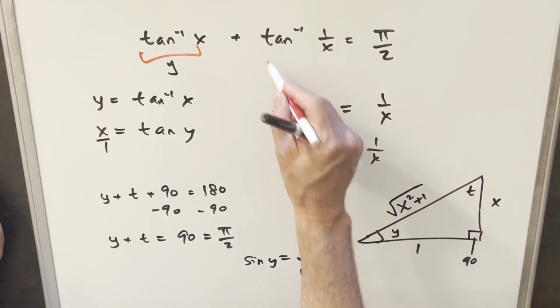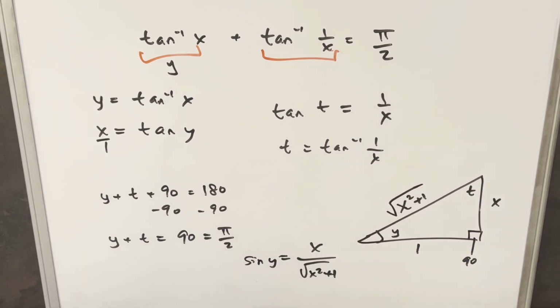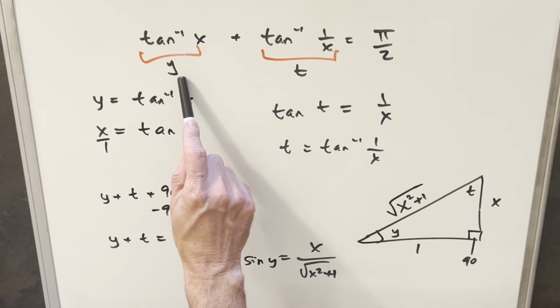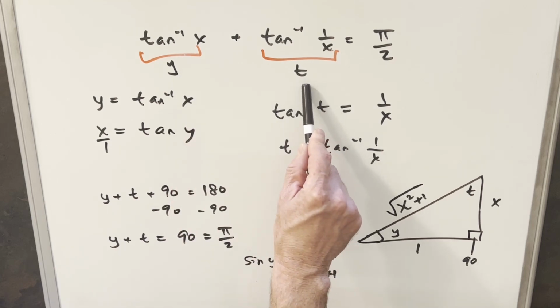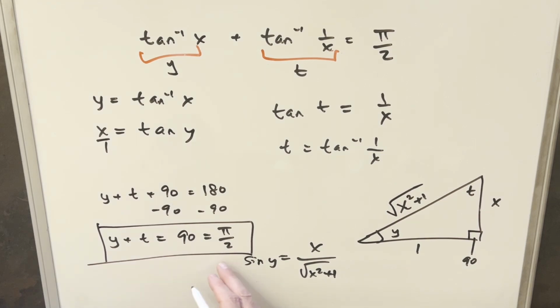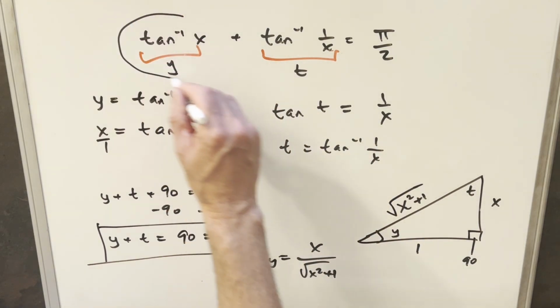But arctan of 1 over x is the value that I have right here in my equation, so we can call this t. But knowing that arctan of x is y and arctan of 1 over x is t, using this formula right here, we show that these two angles have to sum to 90 or pi over 2, and so this is true. So that's it.